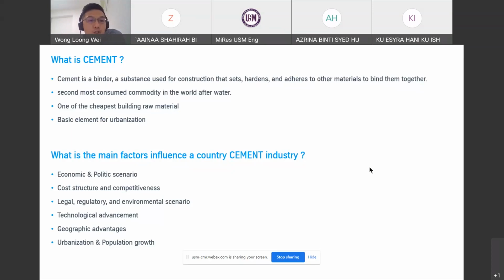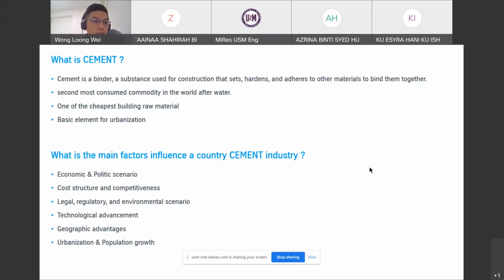Also, cement is one of the cheapest building raw materials. If you compare the cement price against building a building with steel, cement is much cheaper. If you are building a high-rise building with other very expensive materials, cement is also considered cheaper and more practical compared to other raw materials. Also, this is a basic element for urbanization.